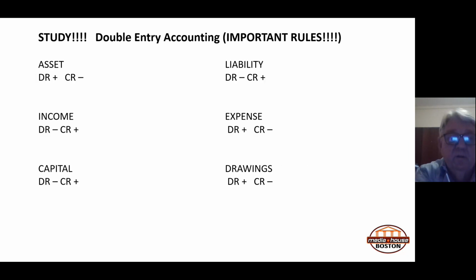Okay, so just to remember the rules that we've covered before, just to recap on that. First of all, when we say we debit an account, if we have a T account, something like that, then we debit it to the left, and we credit it on the right.